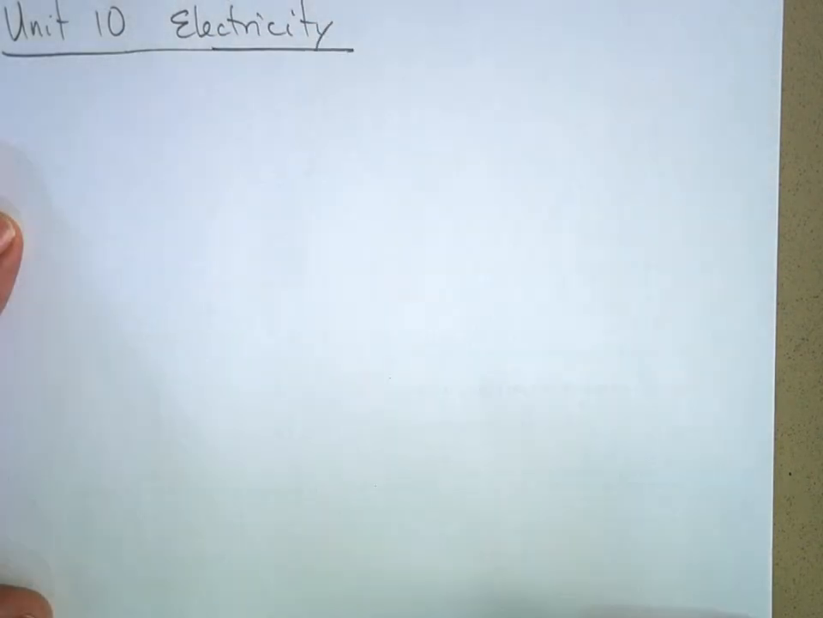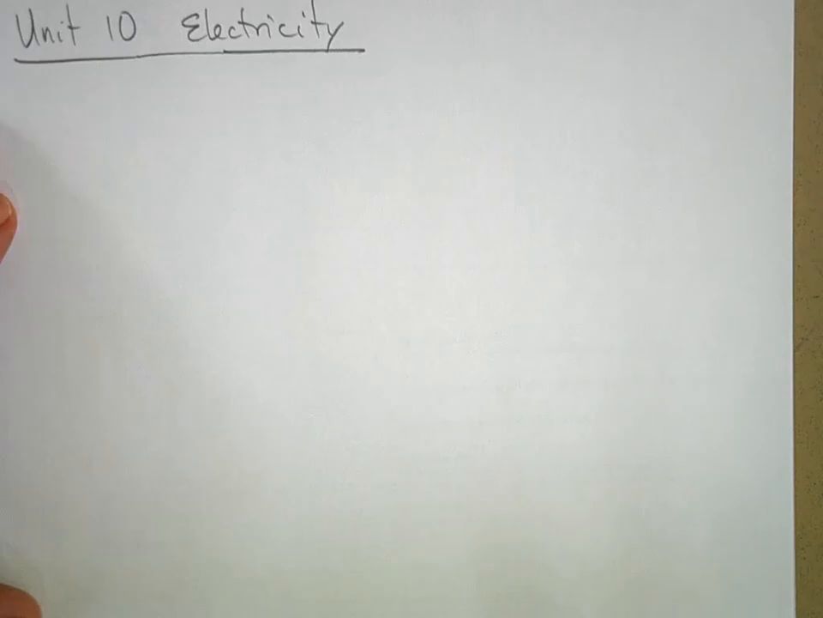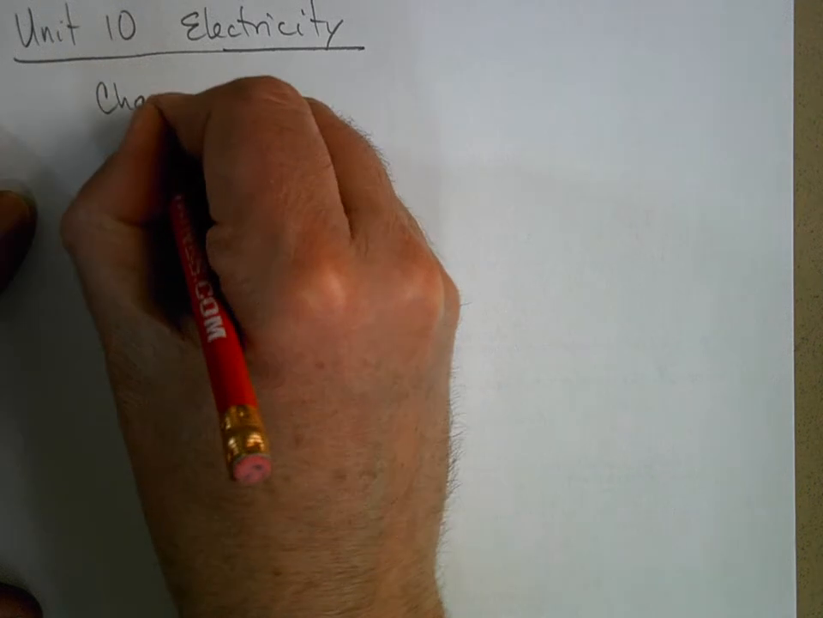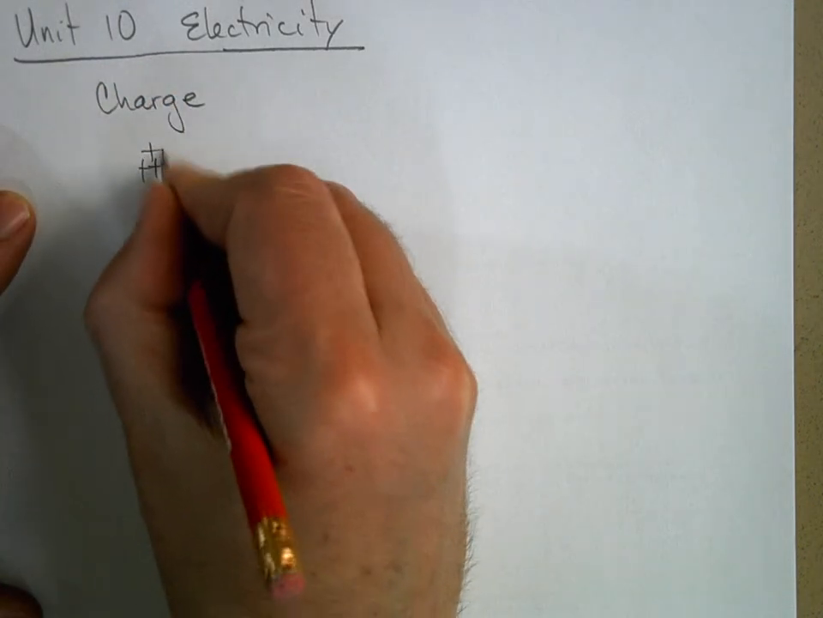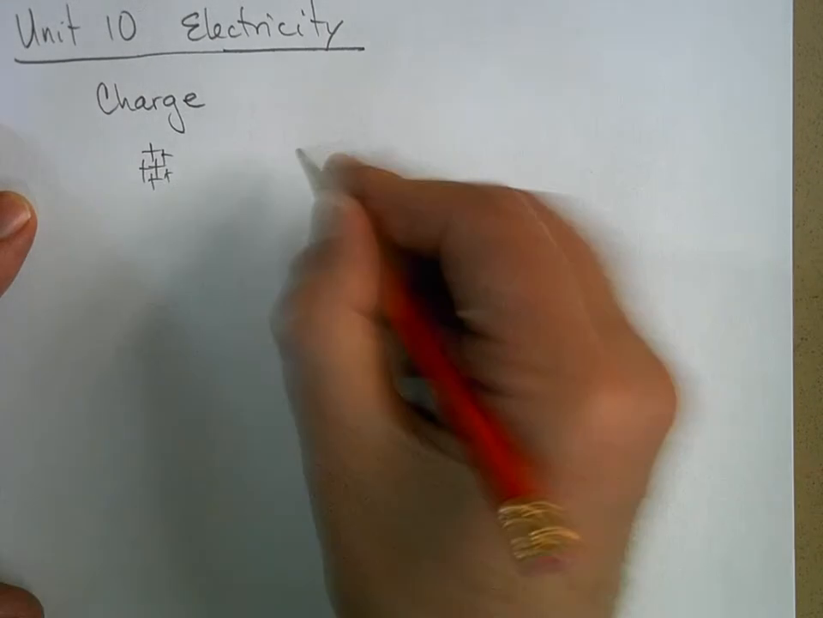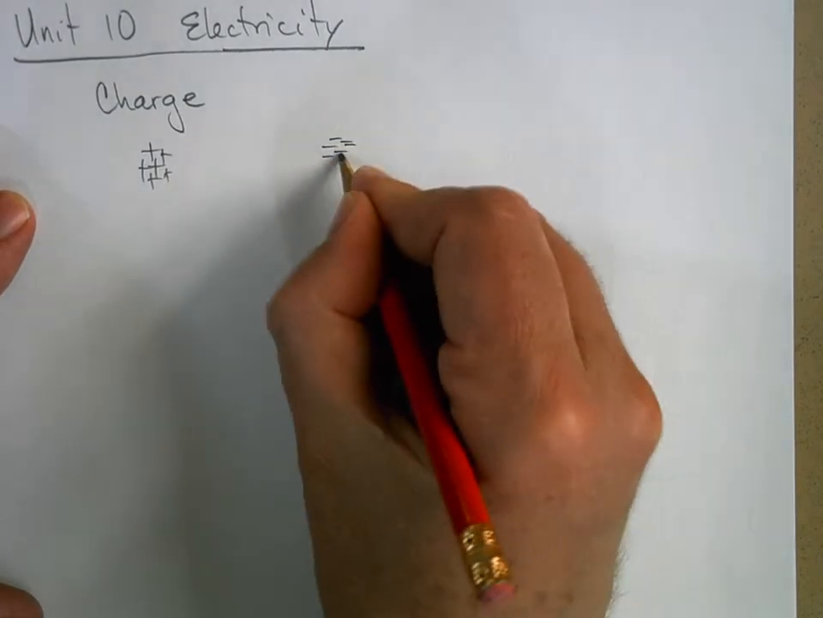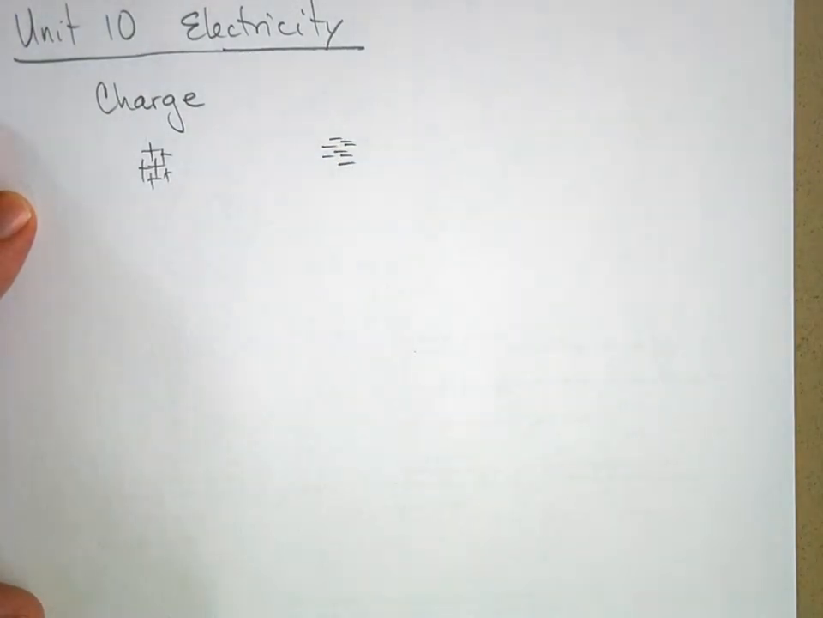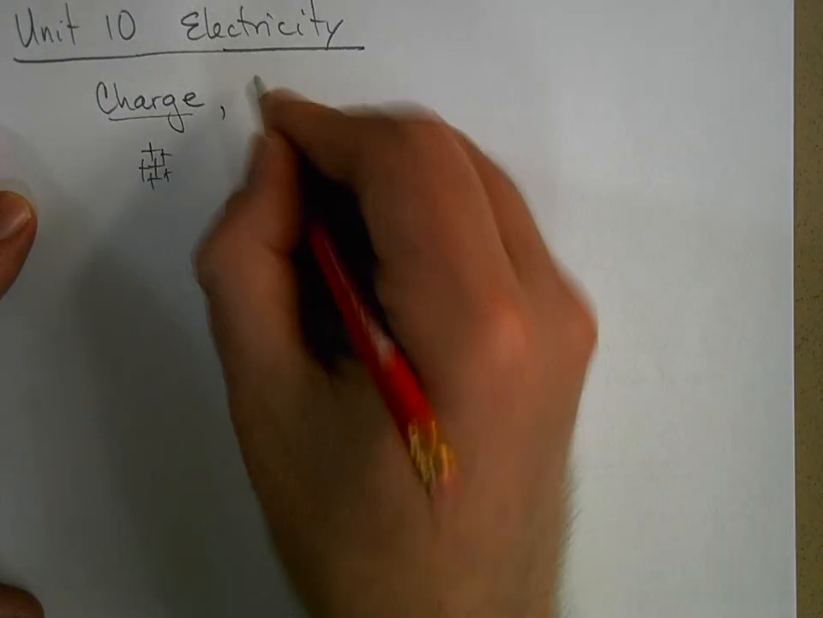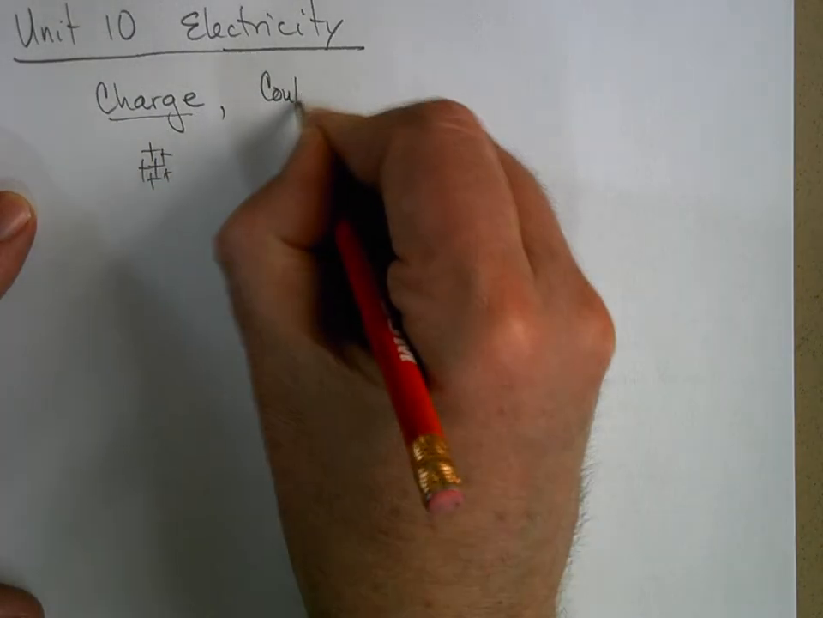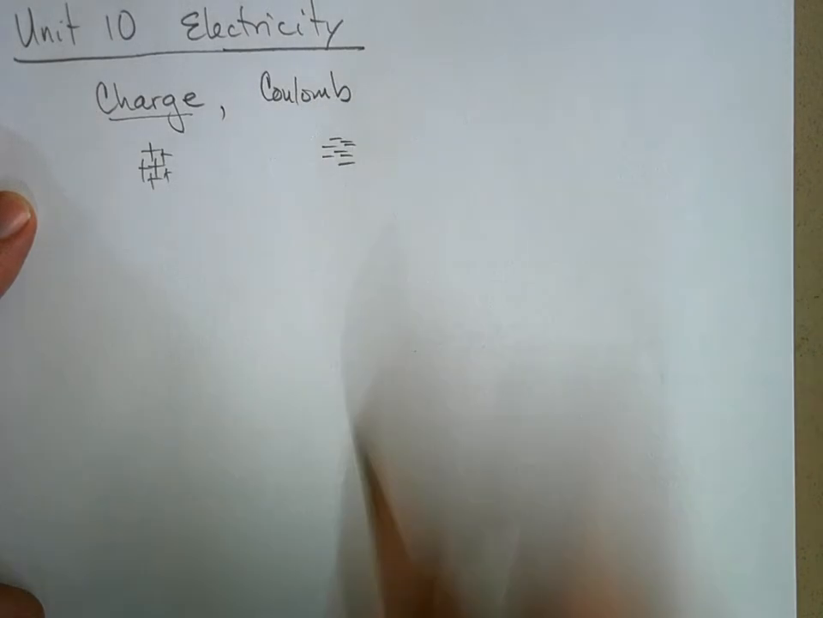And I want you to know what charge is. We've got two kinds. Positive: what carries the positive charge? Protons. What carries the negative charge? Electrons. Of course, they didn't know that at the time. Charge is measured in coulombs. A coulomb of charge is a huge amount of charge, a huge number of protons and electrons.